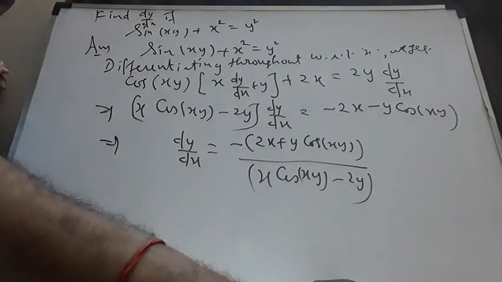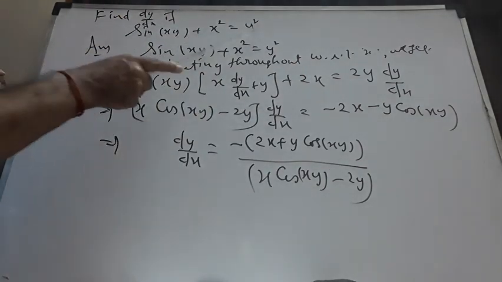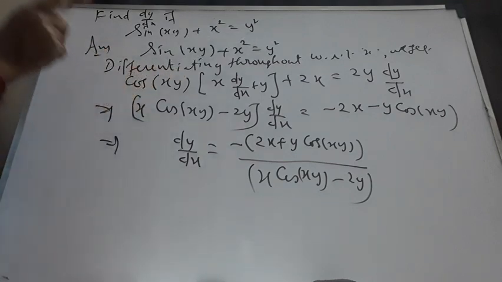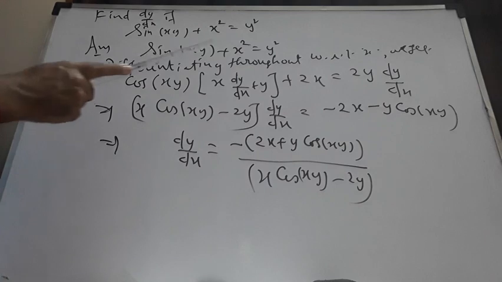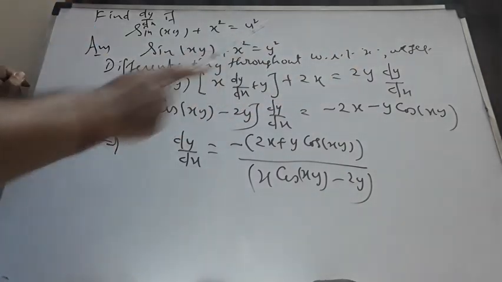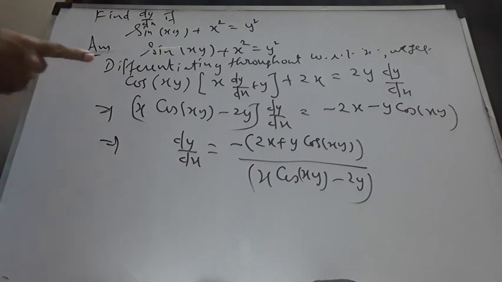Let me just check whether my answer is correct or not. Find dy by dx if sine of xy plus x square is equal to y square. This is the implicit form. Answer: sine xy plus x square equal to y square. Differentiating throughout with respect to x, what do I get? Derivative of sine of any value is cos of the same value, cos xy. Then due to chain rule, I have to get the derivative of this, but it is in the product form, so I have to apply the product rule.